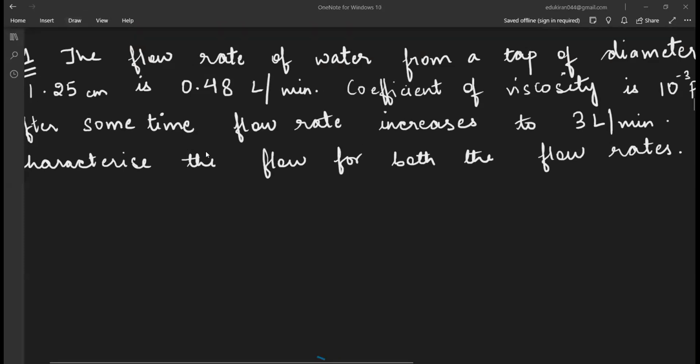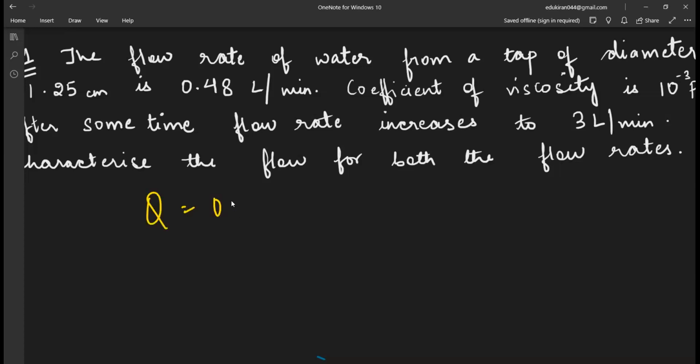This question says the flow rate of water from a tap of diameter 1.25 centimeter is 0.48 liters per minute. Coefficient of viscosity is 10 to the power minus 3. After some time, the flow rate increases to 3 liters per minute. So we have to characterize it, means we have to find out the type of flow.